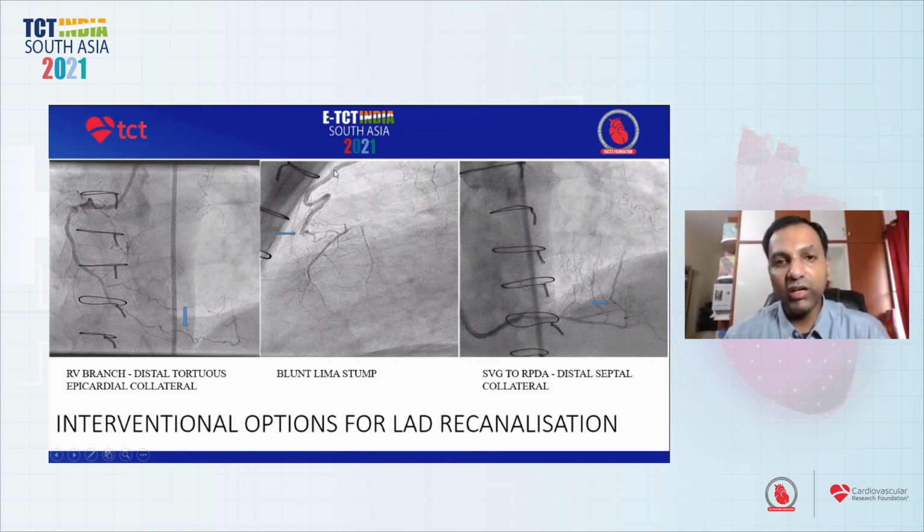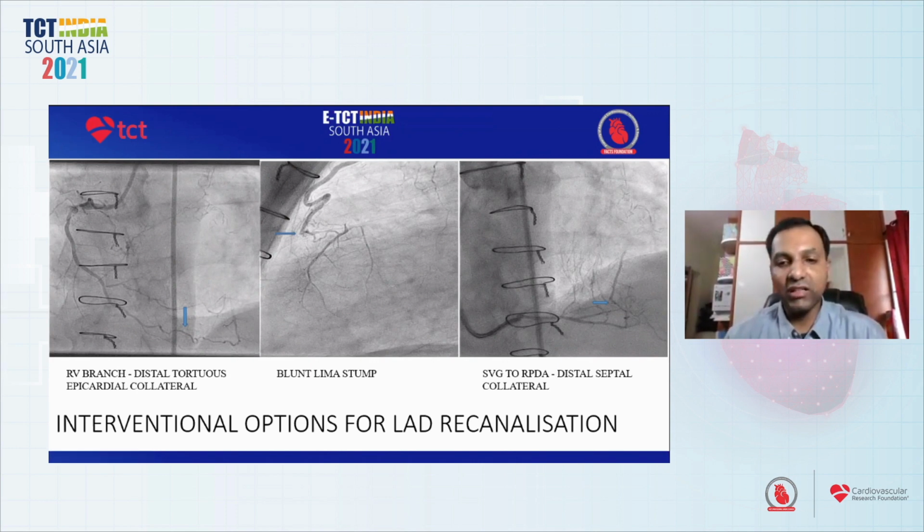Next one is to go antegradely through the blunt stump of the LIMA and try probing here. But again, you're not certain as to which direction the LAD will fill. Even if you get through, you'll probably be supplying only the very distal LAD and nothing to the proximal and middle LAD, and the diagonals and septals will remain occluded. The third option is to go through the SVG to PDA. As you can see, the PDA gives a lot of transseptal collaterals. For example, this one particular transseptal collateral looks very promising in terms of size.